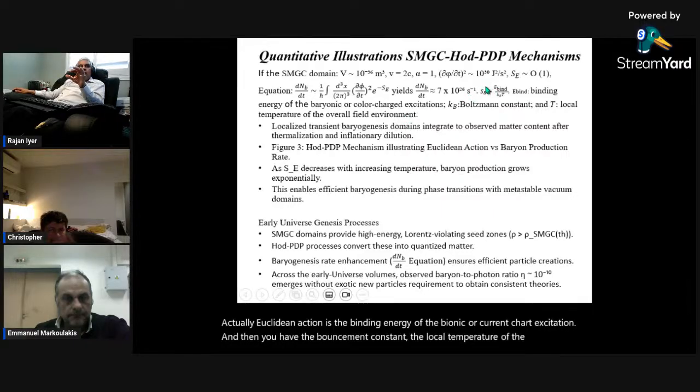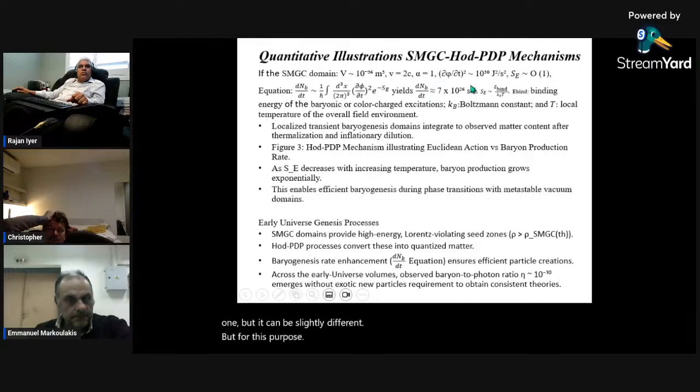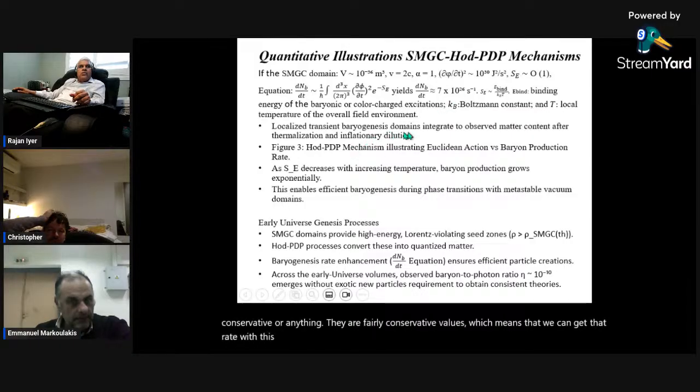So then we can calculate this one, and when you put in the numbers, you get about order of 1, but it can be slightly different. But for this purpose, for this calculation, that should be fine. So these are a little bit conservative, they are not over conservative or anything. They are fairly conservative values, which means that we can get that rate with this one. Localized transient baryogenic domains integrate to observed matter content after thermalization and inflationary dilution.